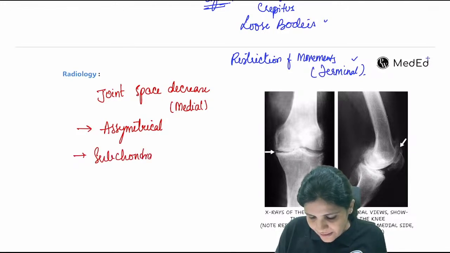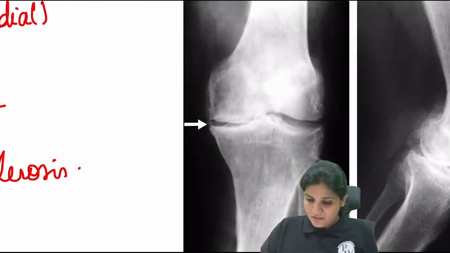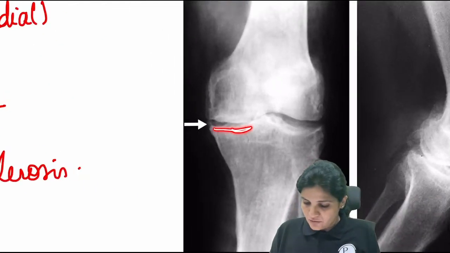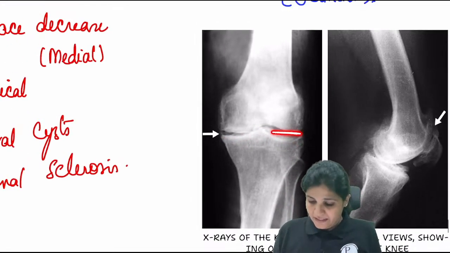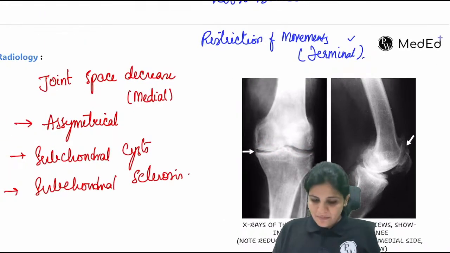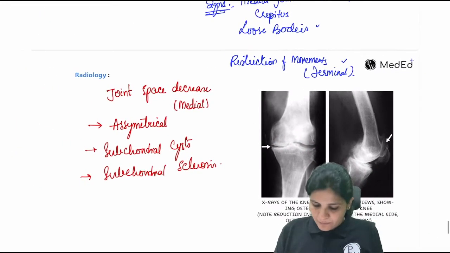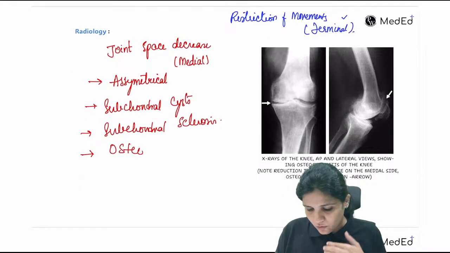And then you see subchondral cyst, and we all know how the cysts are formed. Then you see subchondral sclerosis. So the white part on the surface, the subchondral sclerosis, whitish color, right? That is a subchondral sclerosis, and compared to this, you can see the joint space is decreased. Asymmetrical joint space loss. Very good. So asymmetrical joint space loss, subchondral cyst, subchondral sclerosis, and most important is osteophyte.